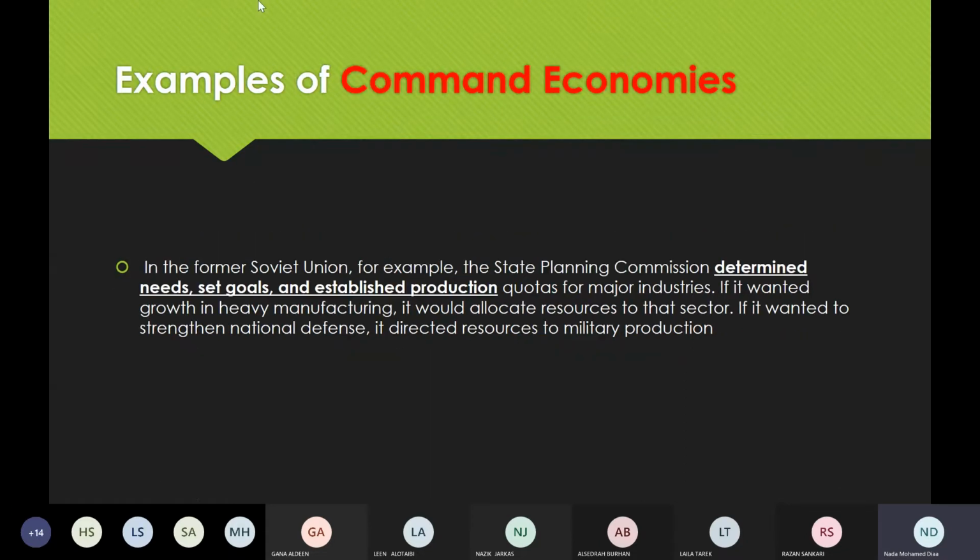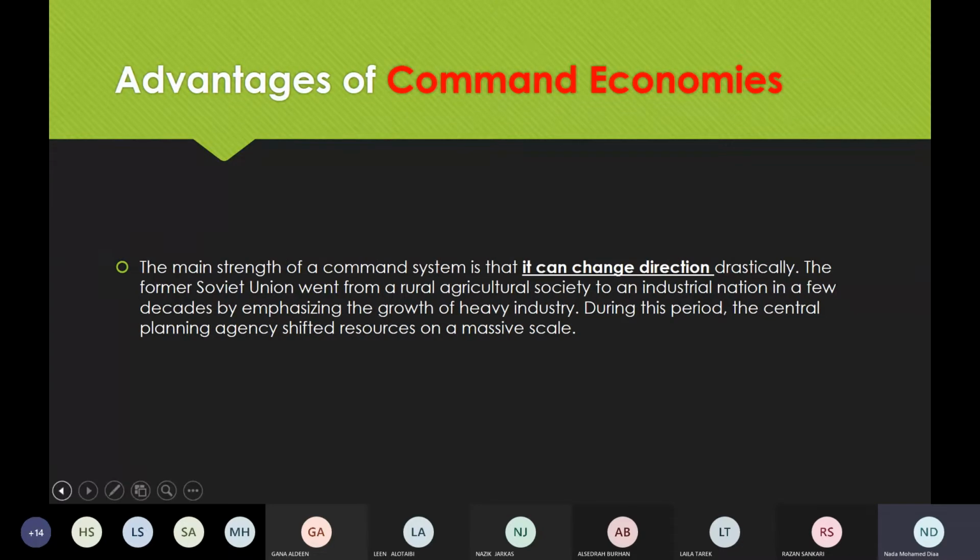Another example, like what happened in the Soviet Union. And the Soviet Union, as I told you before, is the previous country of Russia. Russia now was a Soviet Union before, with many other countries. What happened? The government determines the needs, sets the goals and establishes production. Government does everything, and the government doesn't allow you to have private properties.